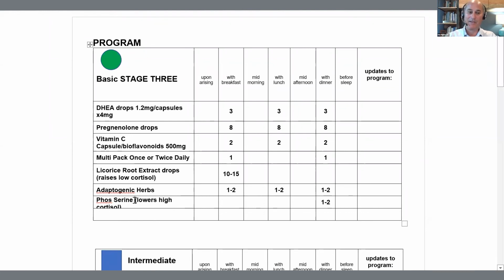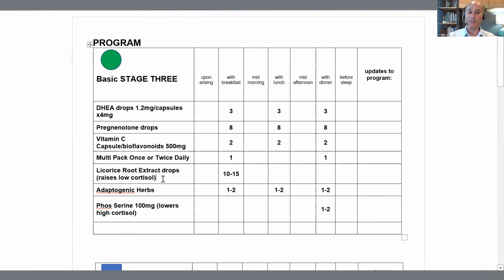That usually comes in 100 milligrams. Most companies make it like that. To lower the high cortisol, you would want to give that in the evening. So now you're manipulating the rhythm with licorice root, bringing it up, phosphatidylserine, bringing it down, correcting the DHEA and the cortisol with DHEA and pregnenolone. Okay, and the vitamin C and the multi-pack are just generic here and there all the time. And the same with the herbs. Adaptogenic herbs you can give anytime for any pattern. But the DHEA and pregnenolone dosages vary. And the licorice root and phosphatidylserine are only used in certain circumstances, right? And so it makes a huge difference.